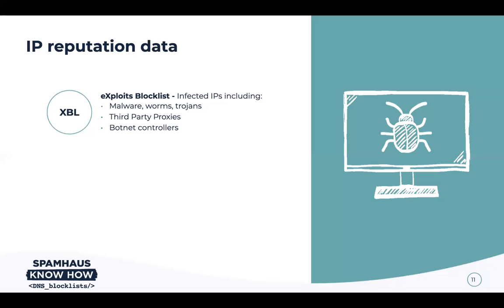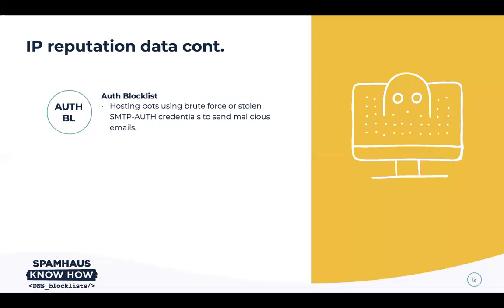And finally, and that concludes the number of IP-based zones, lists, and data sets that we provide, is OauthBL. OauthBL is literally a subset of the XBL, meaning that it only lists IPs that are observed hosting a bot or other type of compromise. And that type of compromise or bot is known to take advantage of stolen or brute-forced credentials.